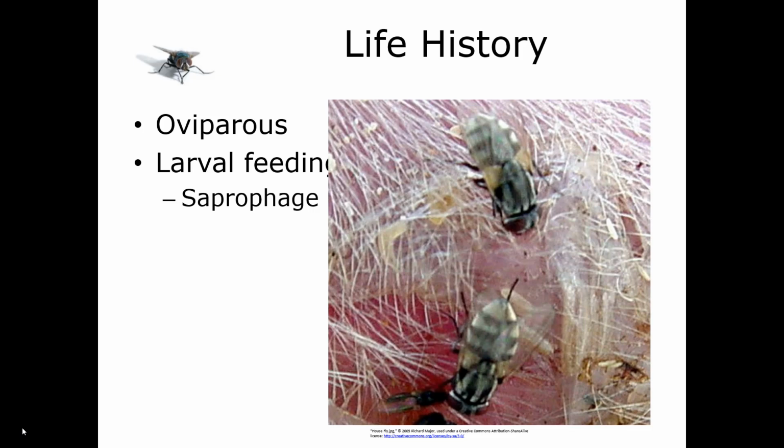Now, most muscids are oviparous, so they will lay eggs. They deposit fertilized eggs in the environment before they hatch. So unlike Sarcophagidae, these lay eggs like the Calliphoridae. Now, oviposition substrates vary among the different species. Filth flies oviposit on organic debris.